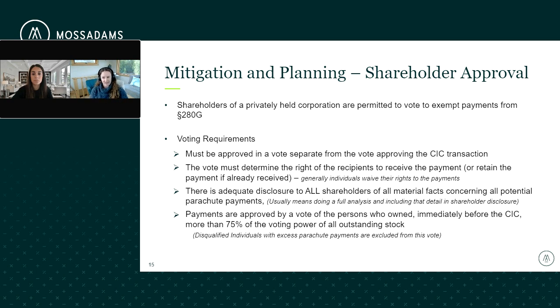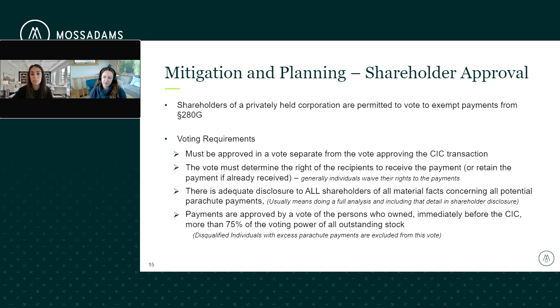Those shares owned by that disqualified individual are then excluded from both the numerator and the denominator as far as looking at the percentage of shares outstanding. And that determination of the shareholders entitled to vote can be based on the shareholders of record as of any day in the period that starts 6 months prior to that change in control.